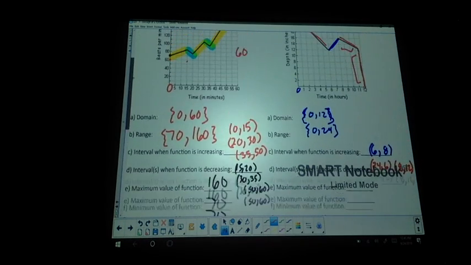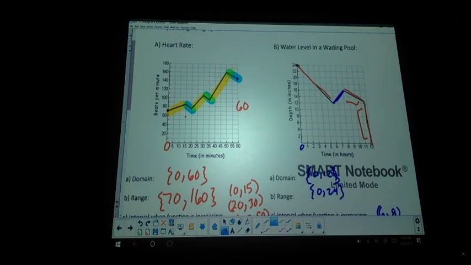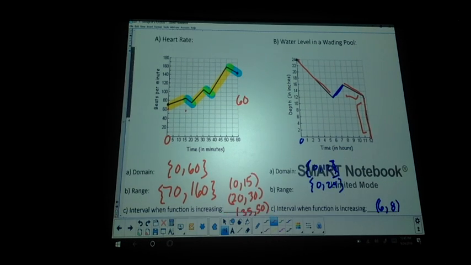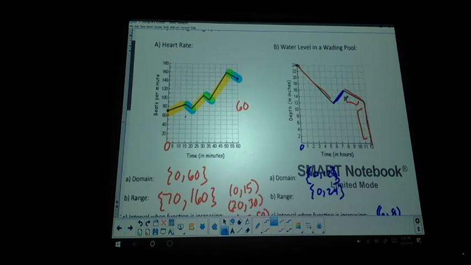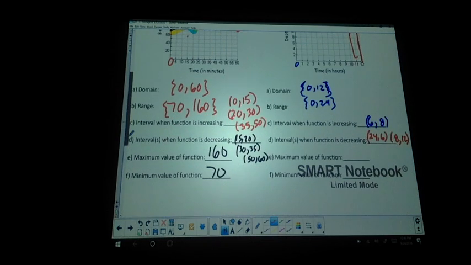What's the maximum value of our function? What's the highest y value we have on it? 24. And what's my minimum? Looks like 0.